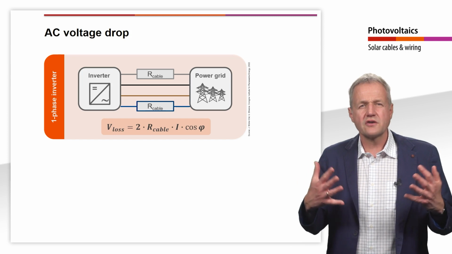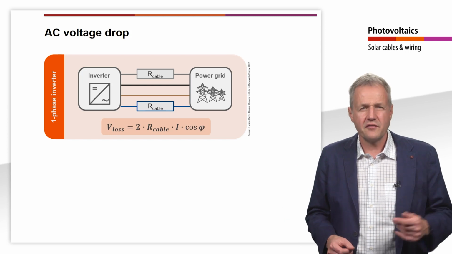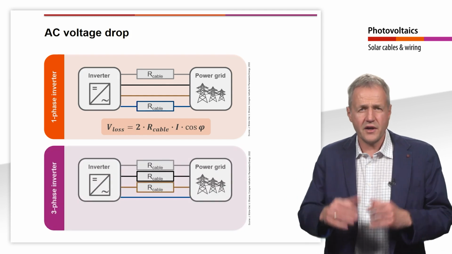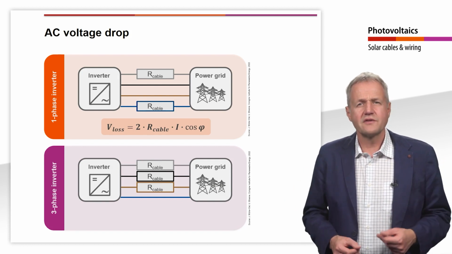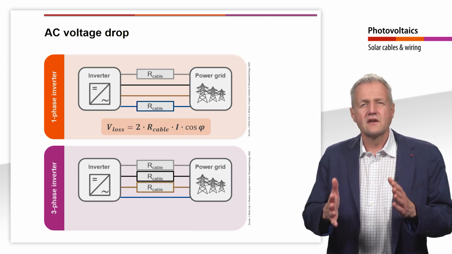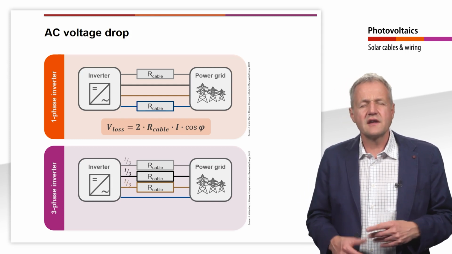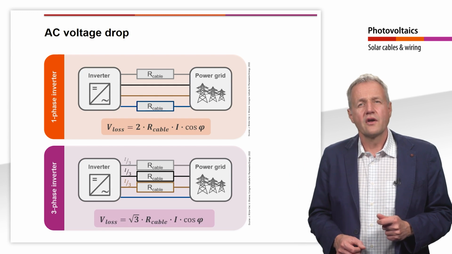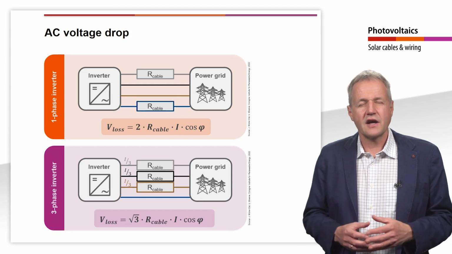Since only the active current component is important for the voltage drop on the AC side, we multiply here with cosine phi. In the three-phase inverter, the current now takes a slightly different path. As we have just seen, the current only runs through the three phase lines, while the neutral conductor does not carry any current. So we have 3 lines, but each of them is loaded with only 1/3 of the current. The factor 2 is therefore omitted in the equation for the voltage drop. Instead, however, the factor square root of 3 appears. Let's look at where this factor comes from.